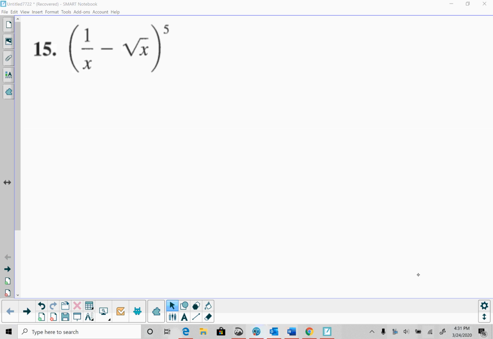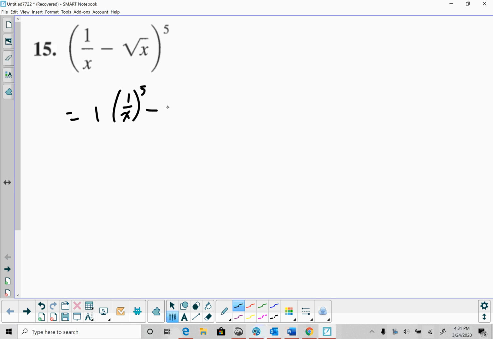Well, again, according to our lovely binomial theorem, it's supposed to be 1 times the value of a, which is our lovely 1 over x, to the fifth. Because this is the difference of the two terms in the binomial, we will then alternate signs. The coefficient of our next term should be 5. I have to take 1 over x, knock that down a degree to the fourth, and then the second term, the square root of x, should be to the first.